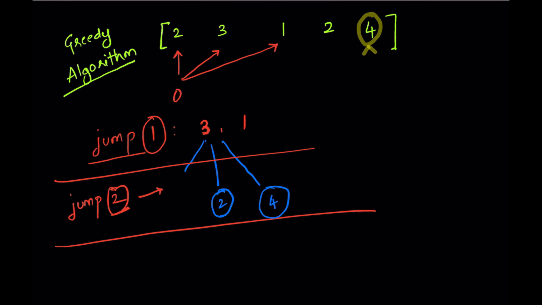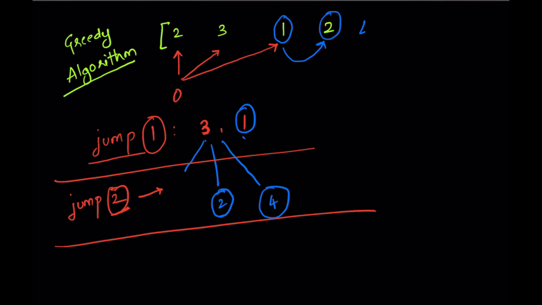Repeating the same process for node 1 at jump 1, we only have one option. We can make only a jump of 1 space, so the next element is 2. As 2 is already included for the jump 2 level, there's no point in adding it again, so we'll just skip it. As we were able to get to the last element 4 with the second jump, the output is 2.